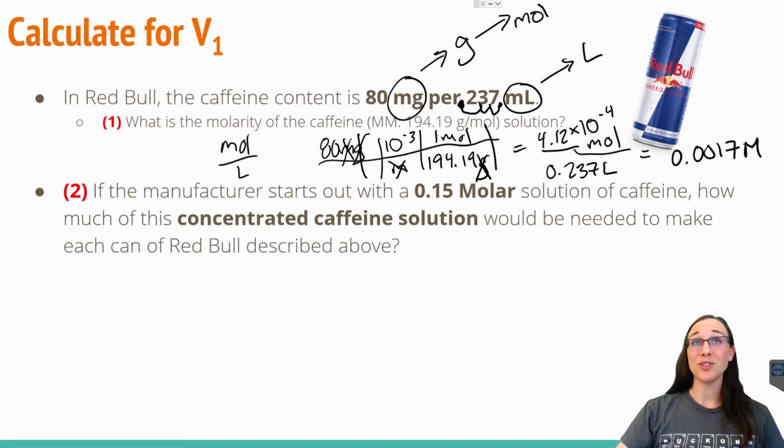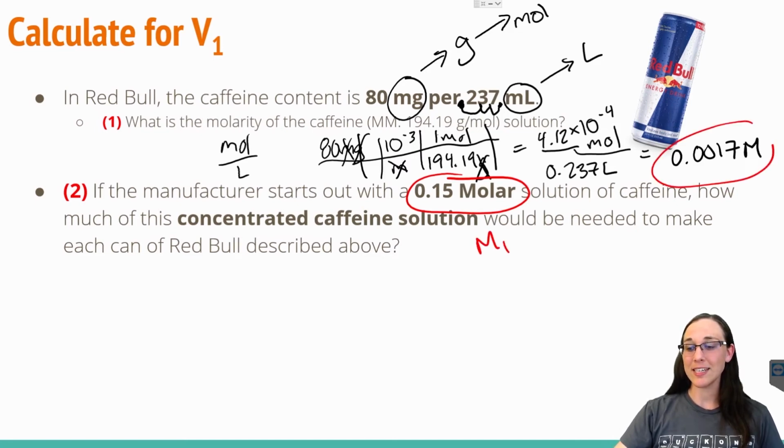If the manufacturer starts out with a very concentrated solution of caffeine, 0.15 molar, how much of that concentrated solution do we need in order to make just 1 can of Red Bull? Let's first identify what each value represents in our dilution equation. 0.15 molar would be the M1. We already found out that in Red Bull, the caffeine content is this concentration. That would be our M2.